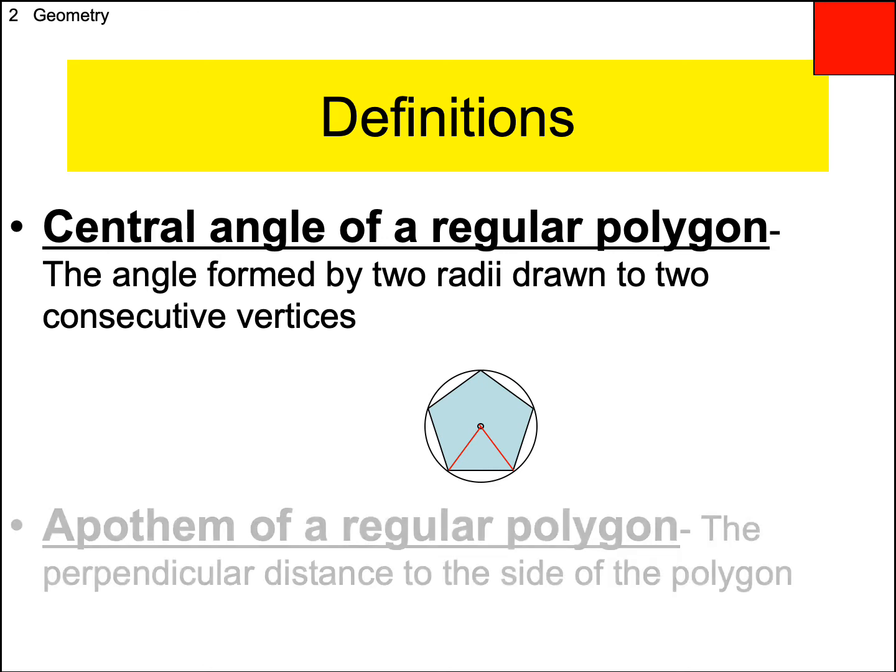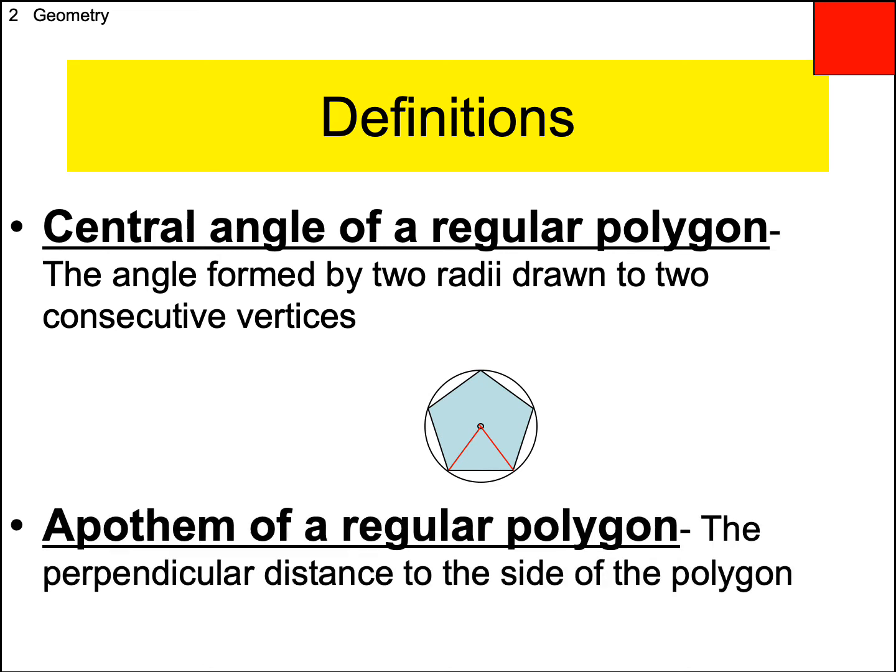Okay, final definition of the day is a brand new word, it's called the apothem. The apothem is the other obvious distance that's listed right there. It would be the distance from the center of the polygon to the side of the polygon. So notice in blue there, it would be measured perpendicularly, right? So it's called the perpendicular distance to the side of a polygon. So that's measured from the center of the polygon to any one of its sides.